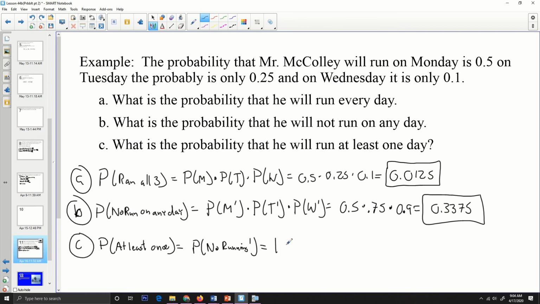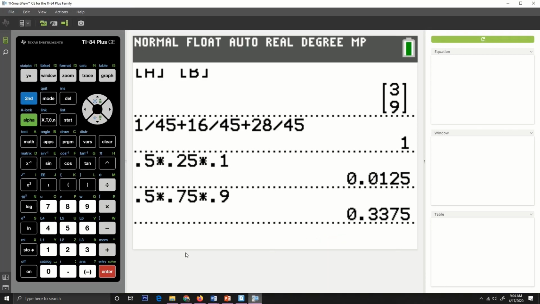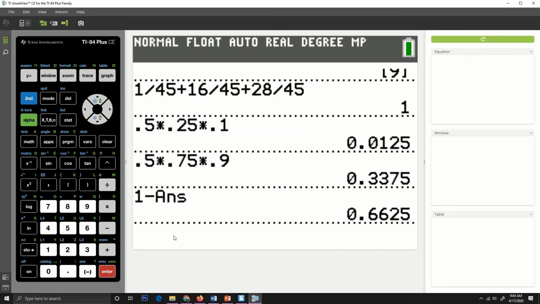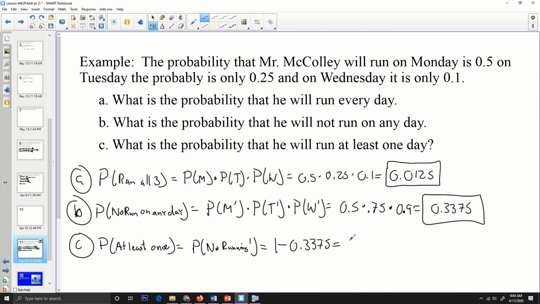And so we'll just go 1 minus 0.3375, 1 minus the answer, and 0.6625. So there's a 66.25% chance that Mr. McCulley will get off his duff and run at least once during those 3 days, which isn't too bad, I suppose.